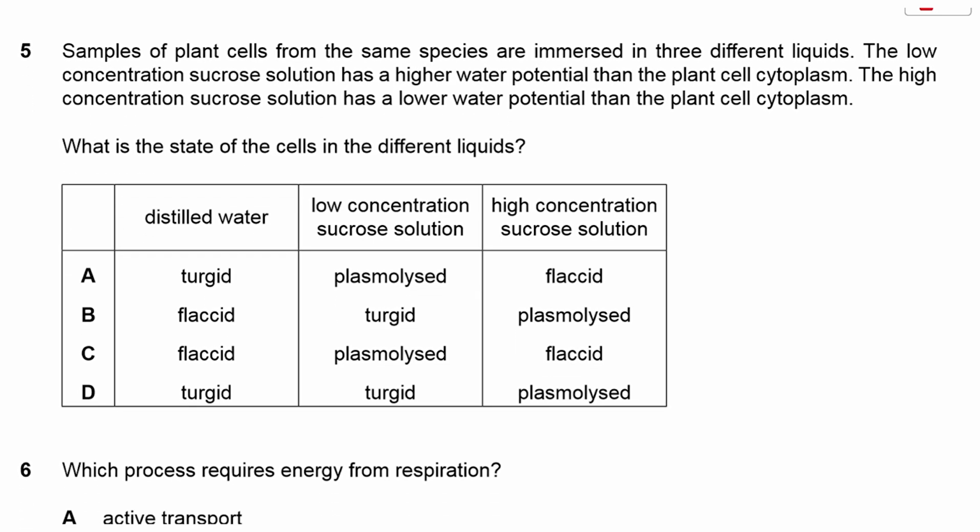Then, what is the state of cells in the different liquids? In distilled water, we have high water potential. So if we have high water potential, it means water is moving into the cell, right? And that will cause the cell to become turgid. In low concentration of sucrose solution, it means we have high water potential. Then again, water will be moving into the cell, and of course, the cell will also be turgid. But when we have high concentration of sucrose solution, it means now we have high sucrose with less amount of water. In this scenario, water will be leaving the cell, and eventually the cell will become plasmolysed. For question 5, we'll go with D.